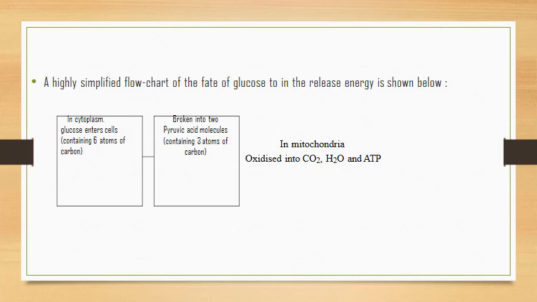A highly simplified flow chart of the fate of glucose in the release of energy is shown below. In the cytoplasm, glucose, which enters the cell containing 6 atoms of carbon, is broken into 2 pyruvic acid molecules containing 3 atoms of carbon. In the mitochondria, it is oxidized into CO2, water and ATP.